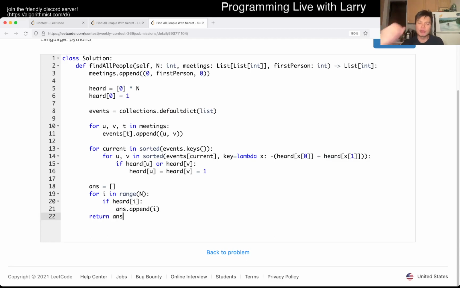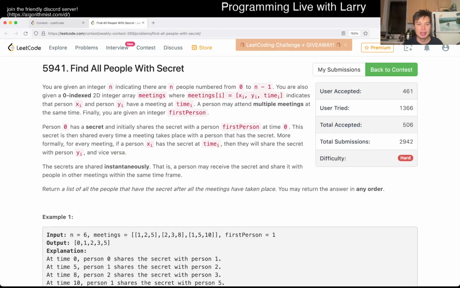So this is wrong, because if there are two groups of events where neither person has heard it, the order matters, but I might have it in the wrong order, right? So that's basically the idea. And then I'm going to go over the right solution about 12 minutes in. So I hope you stayed along for here.